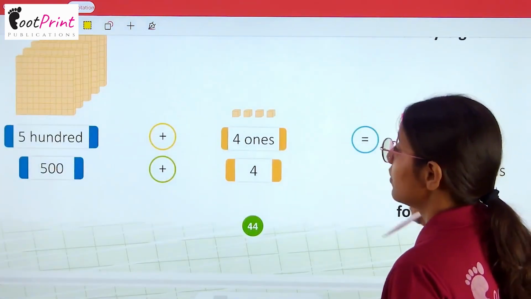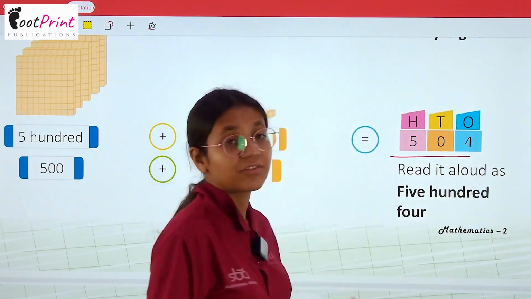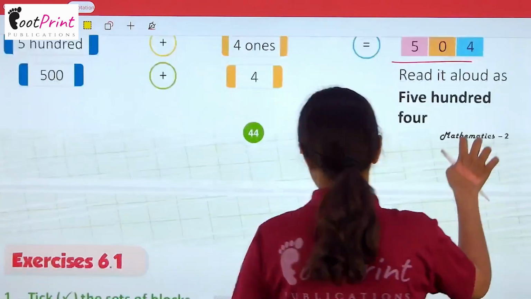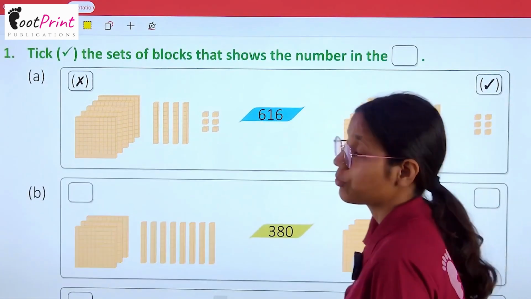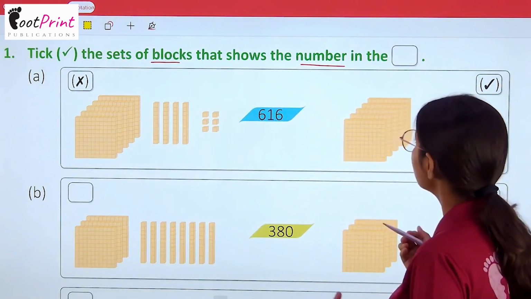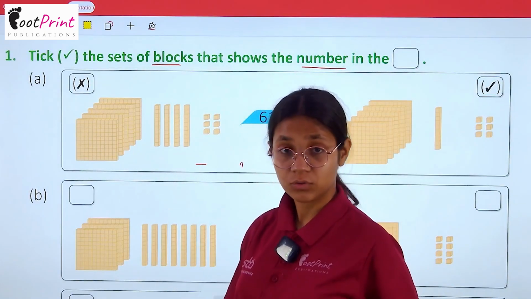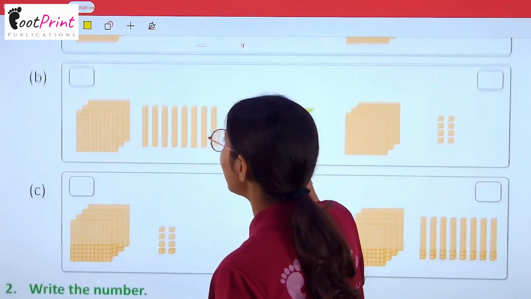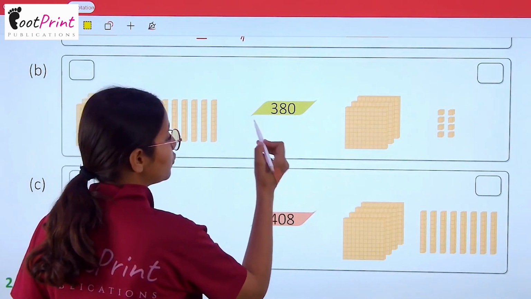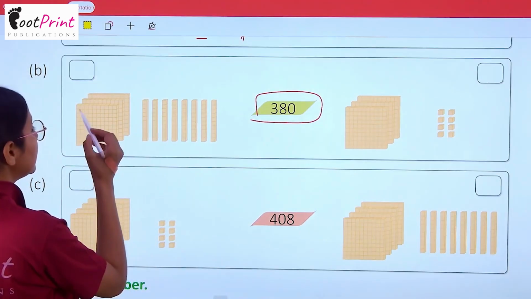Now, here 500 plus 4 ones gives us 504. Now, exercise 5.1. Tick the sets of blocks that show the number in the box. Part A has been done for you as an example and part B I am doing for you. See how we have to do this? We have to read the numbers by seeing the blocks.